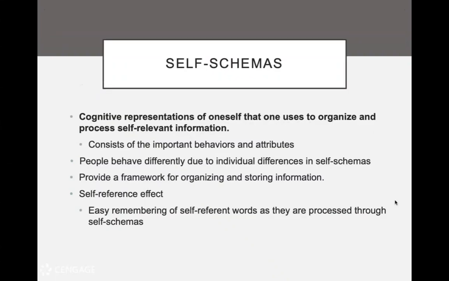Self schemas, these are cognitive representations of oneself that one uses to organize and process self-relevant information. So anything that falls within your self-concept, you absorb. Anything that falls outside of your self-concept, you eliminate. So given the example of breaking up again, let's say the person said they're breaking up with you because they just want their own stuff.